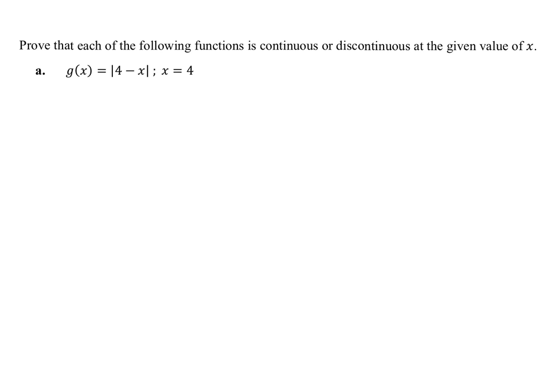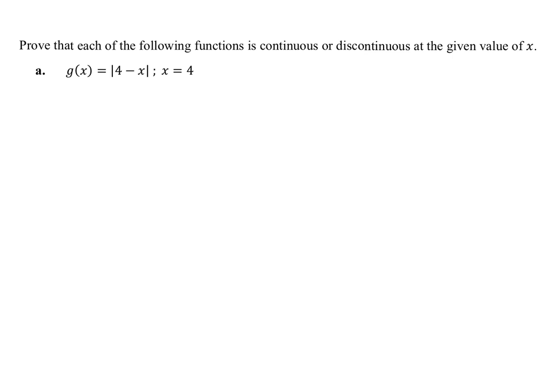Hi everyone. We want to prove that the following functions are continuous at a given value of x. And we're going to use our three conditions for continuity at a point. So our first function, g of x, is the absolute value of 4 minus x, and we're interested in proving that this function is continuous at 4, using our calculus knowledge.